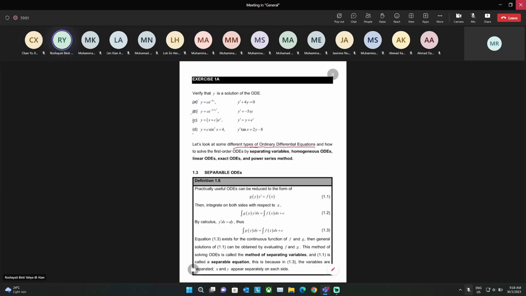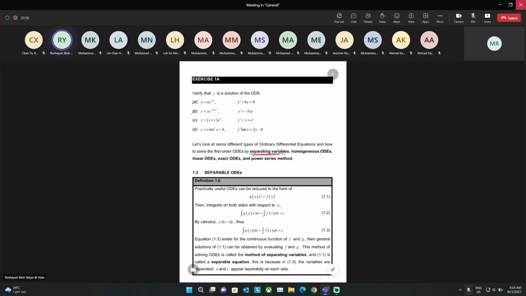Other types of ODE and how to solve first order: by separating variables, homogeneous ODE, linear, exact, and power series method. These are methods that we can use to solve ODE. However, each method has its own technique, meaning that you need to verify whether the equation is suitable or not. You need to identify this before you go for each method. So the first one, we look at separating variables.